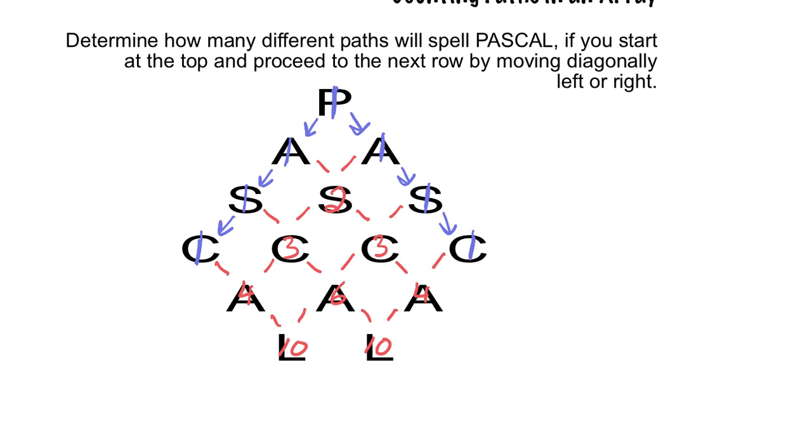So you'll notice that it is an or situation, this way or that way. So at the end, we add up the two values. And there are 20 ways to spell Pascal.